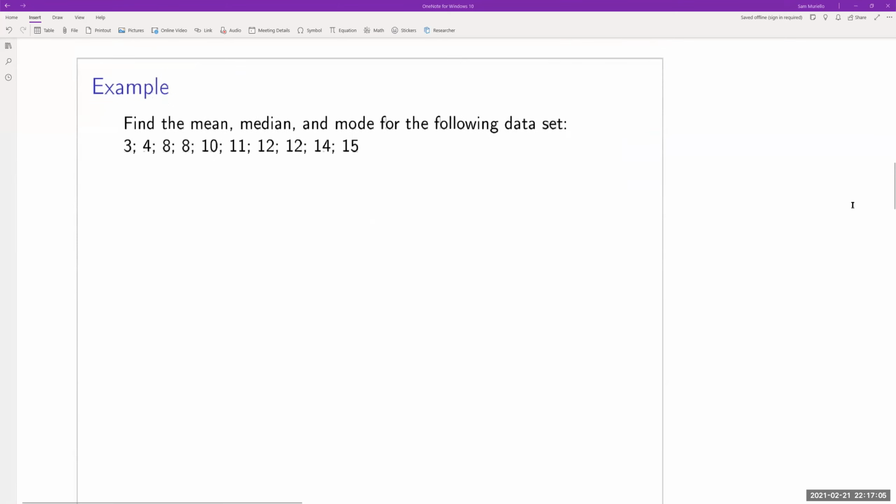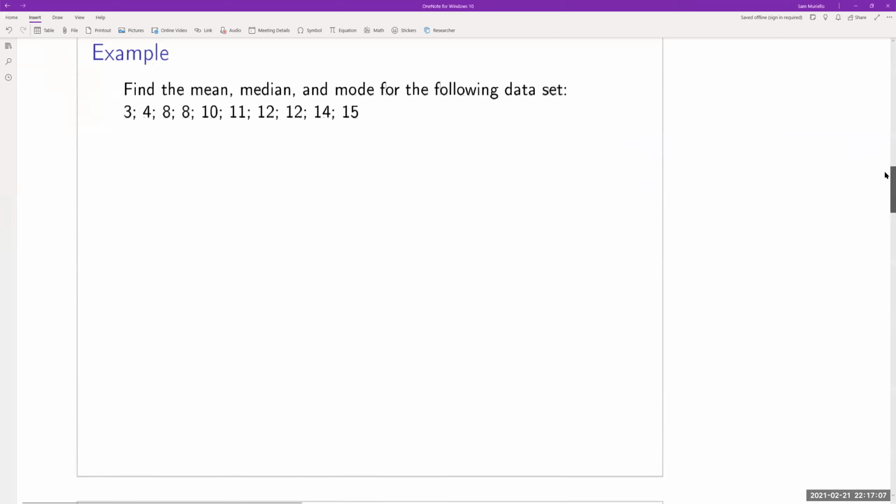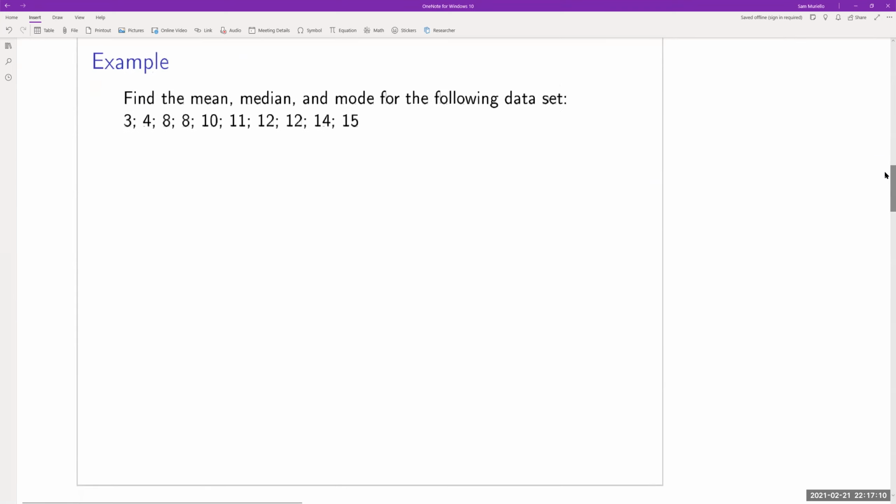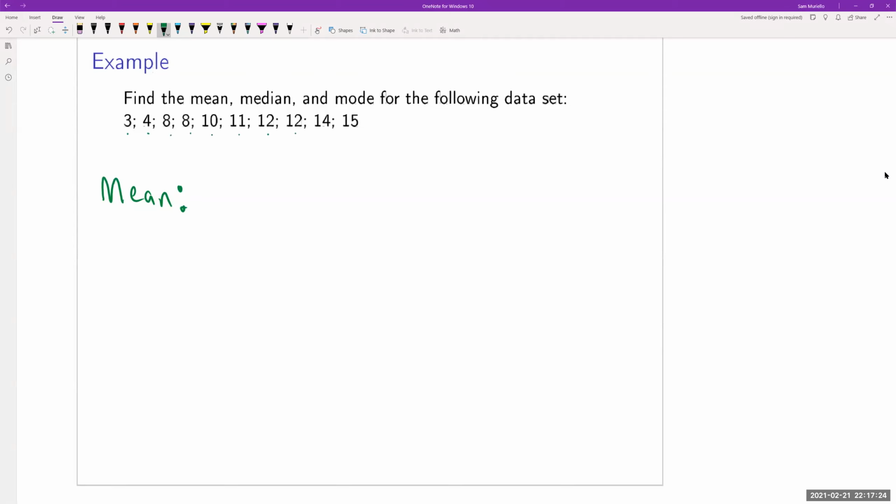So let's suppose that we have this given data set, and we want to find the mean, the median, and the mode for each. The first thing we'll need to do for the mean is count up how many data points there are. 1, 2, 3, 4, 5, 6, 7, 8, 9, 10. So we can say little n is equal to 10.